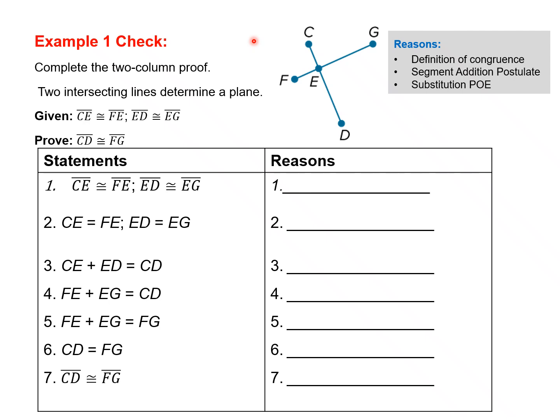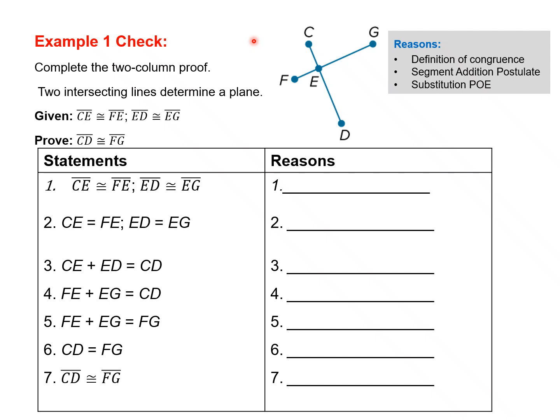All right, complete the two-column proof. Two intersecting lines determine a plane. Given line segment CE is congruent to FE and line segment ED is congruent to line segment EG, prove that line segment CD is congruent to line segment FG.